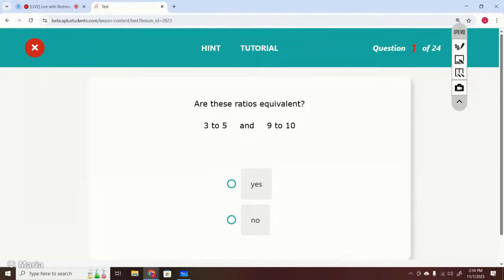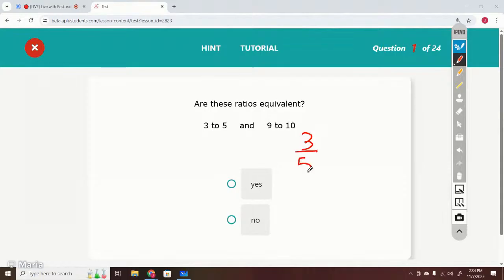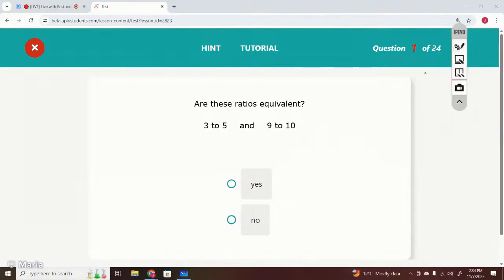3 to 5 and 9 by 10. Let's just do the cross multiplication. 3 times 10 is 30. 9 times 5 is 45. So they are not equal. That means no, they are not equivalent fractions. The correct option is no.